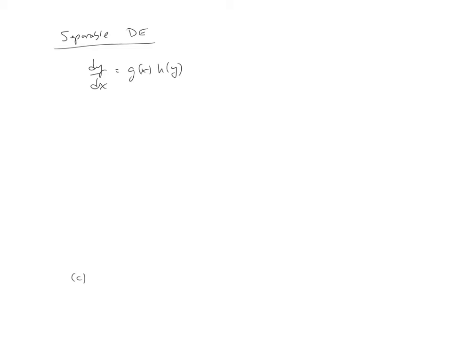So what we're going to do is separate all of the x's from all of the y's. If I divide by h of y and multiply by dx, so I'm moving this over here and this over here, what that leaves me with is 1 over h of y dy equals g of x dx.